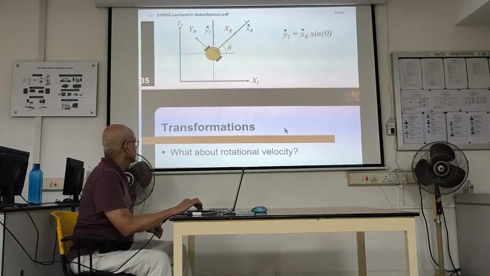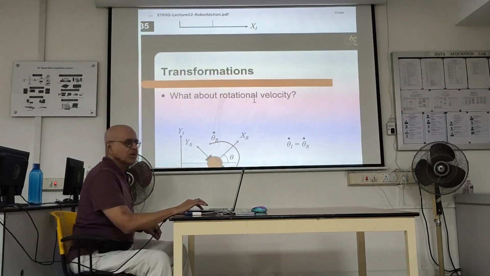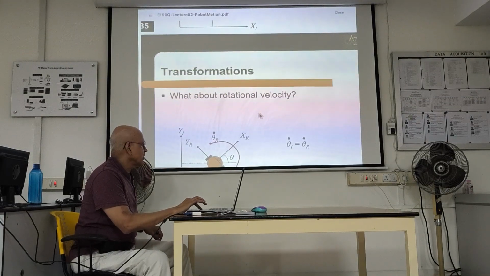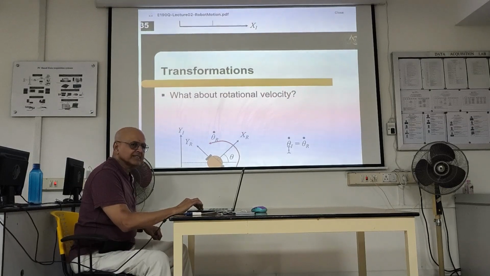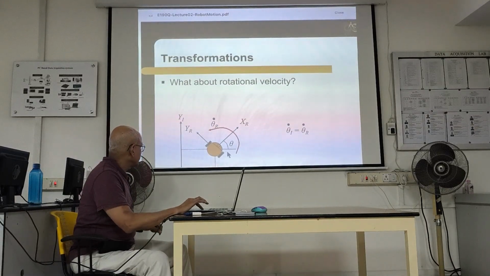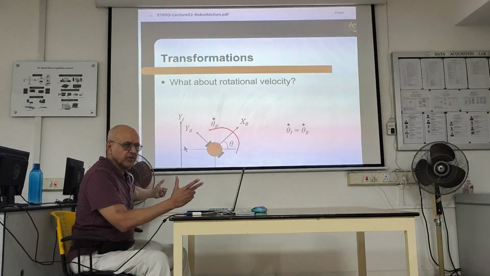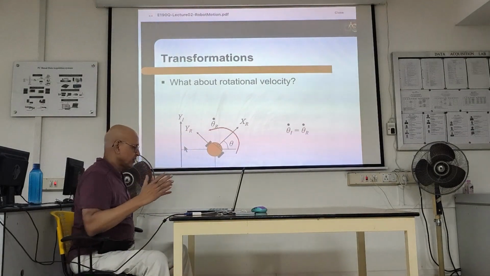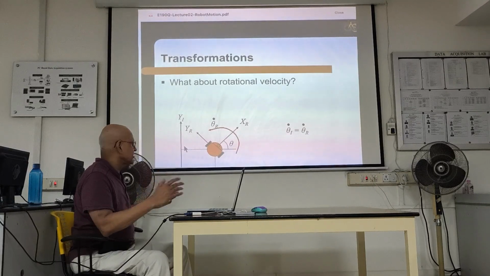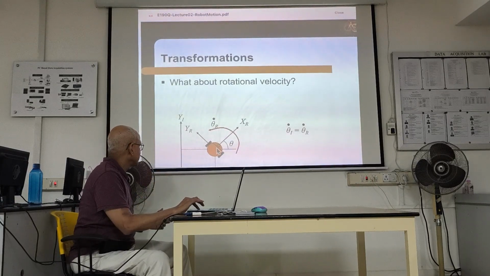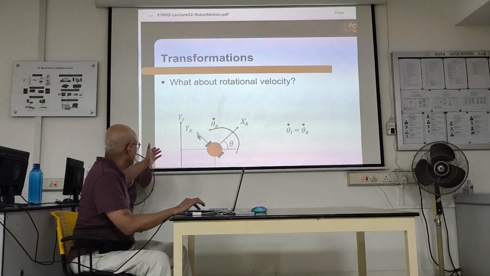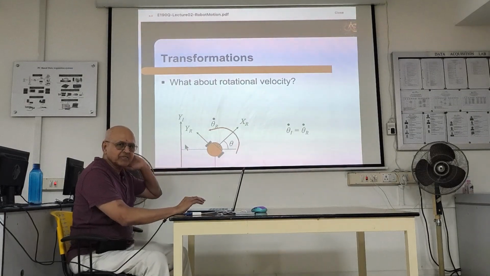What about rotational velocity? What is the transformation? It's the same. If you have a rotation rate with respect to the robot, it's going to be the same as the rotation rate with respect to the world. Do you agree? Just imagine it. You're rotating at a certain rate. Why is it going to be different if it's the robot frame or the world frame? It's going to be the same.